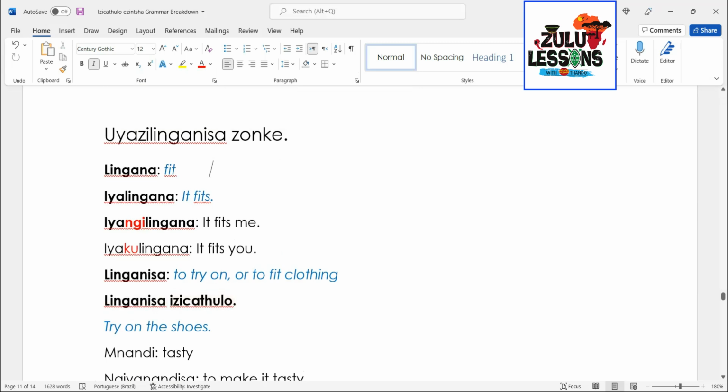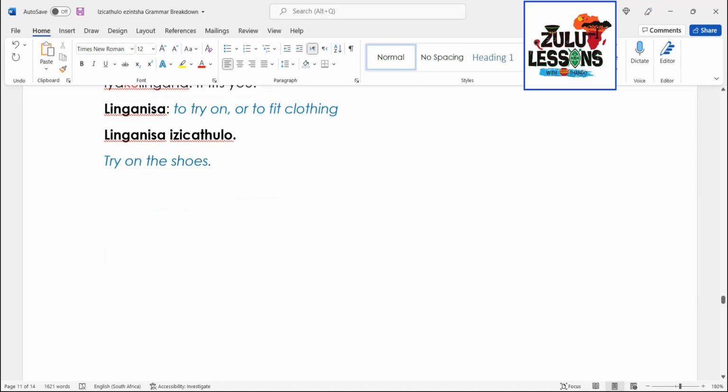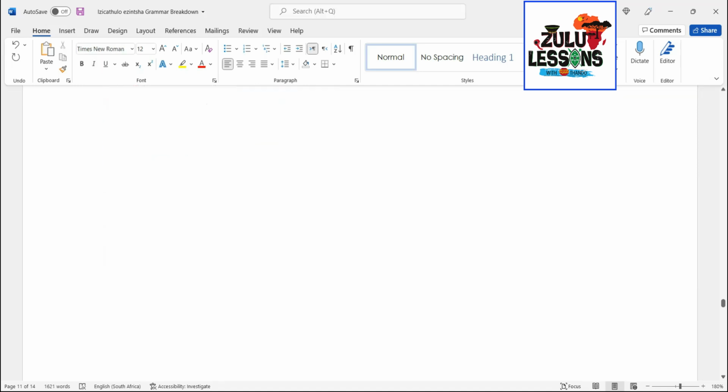Now, if we are saying linganisa, we are talking about trying on something. Linganisa. So to try on clothing, to try on or to fit clothing. Linganisa izicathulo. Try on the shoes. Linganisa izicathulo simply just means try on the shoes.